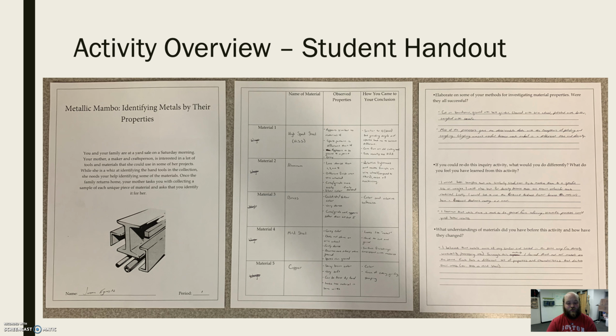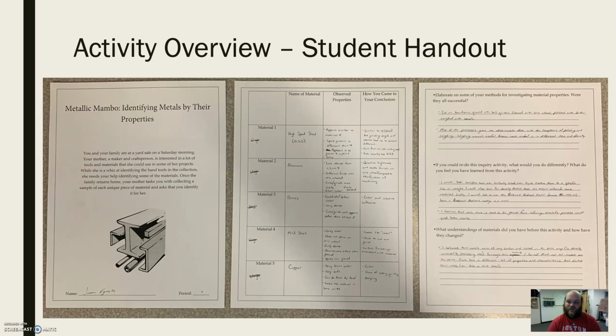High-speed steel, which is like tool steel. When you think of what a chisel or something like that is made of, if you see a cutting implement that looks like steel, it's actually high-speed steel. Aluminum, brass, regular mild steel, the building component, which is usually what someone means when they say steel, and then copper. And then on the right, you can see the questions that I had them ask.